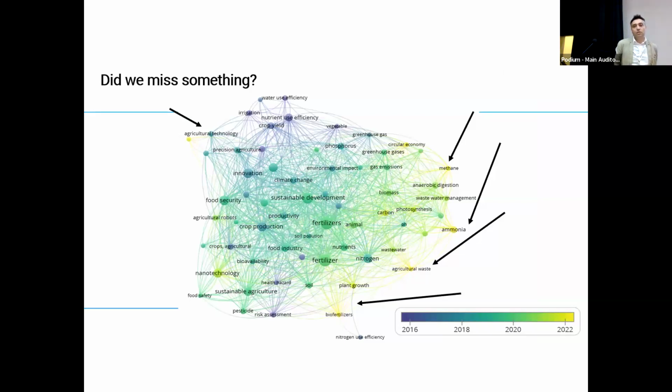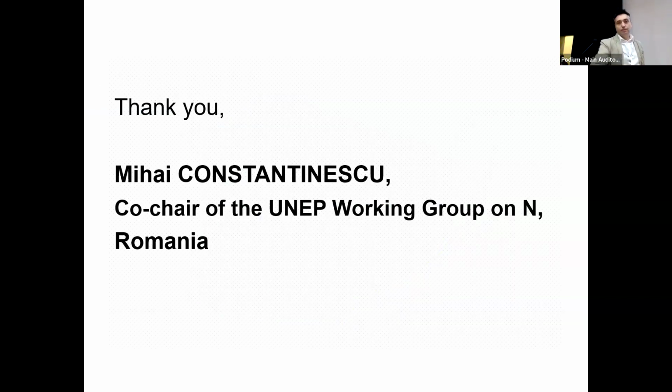Looking as well in a timeline at how the scientific publications, what topics were addressed in the scientific publications, we see that agricultural waste, biofertilizers, plant growth, methane as well, which is linked with nitrogen, ammonia, and agricultural technology is something that is coming in the recent studies that were published. And we are also having GPNM to make the link between different stakeholders and to try to create more debates on these topics. Thank you very much.